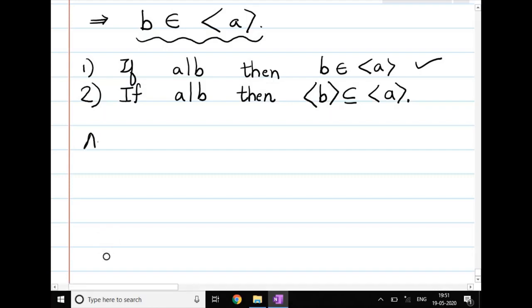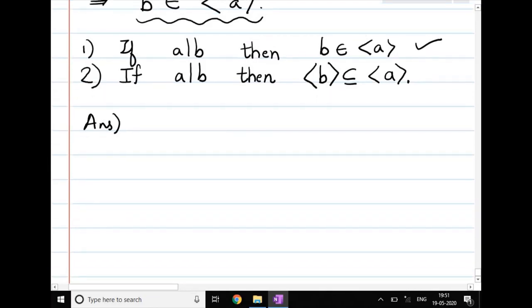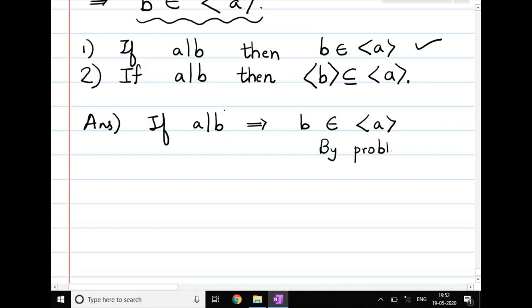So the justification is easy. If a divides b, I can surely say that b belongs to the ideal generated by a by problem 1.